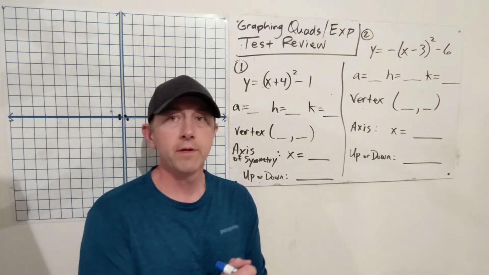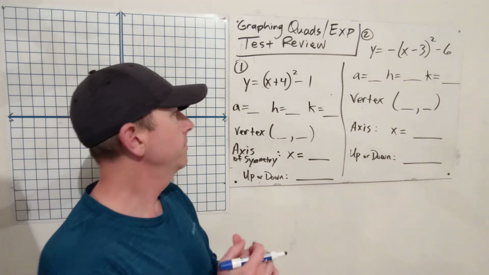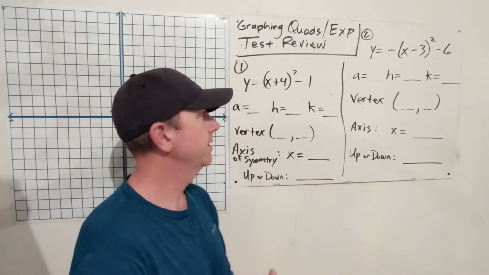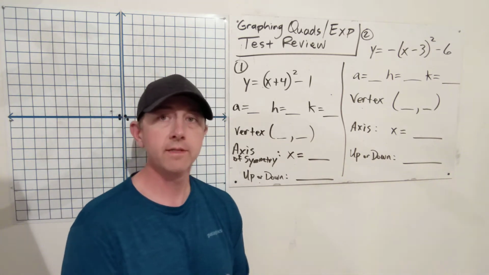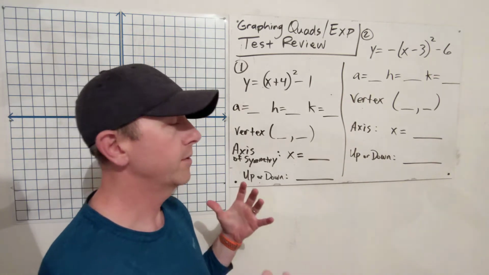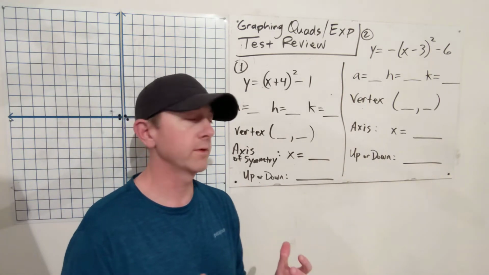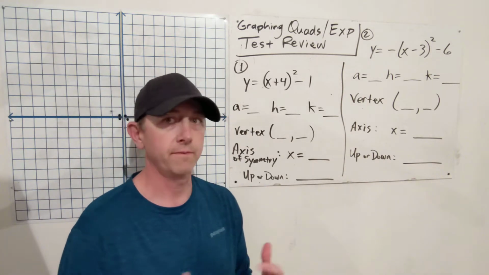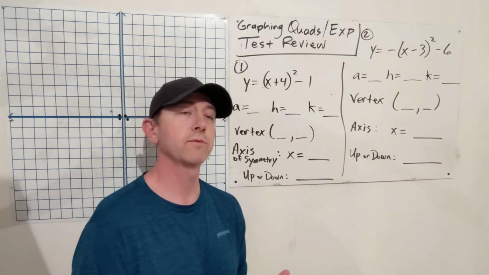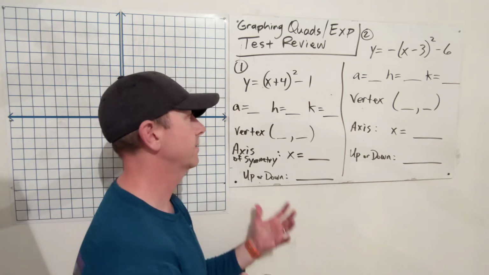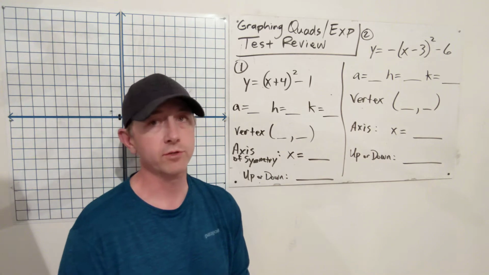Here we go with the graphing, quadratics, and exponentials test review. This should go right along with your review, and hopefully it's one of the last things you watch before you take the test. It's going to be similar. I'm going to talk about things that I want you to fill in. Obviously the test is going to have different numbers, but it's similar in structure.